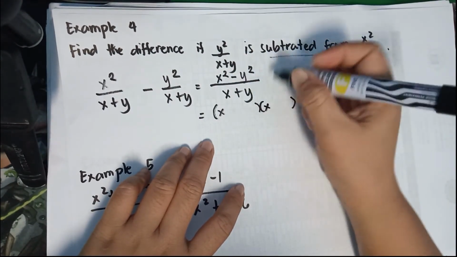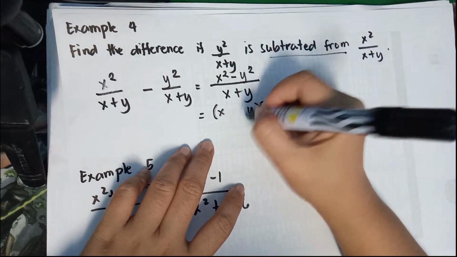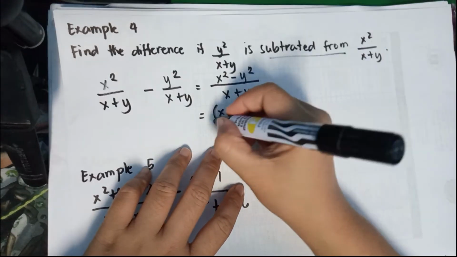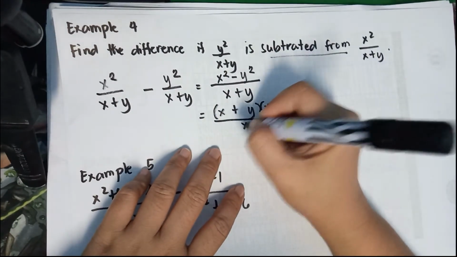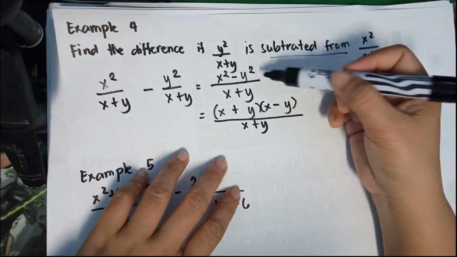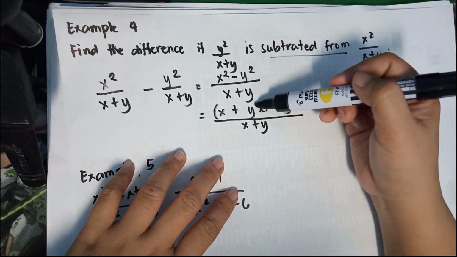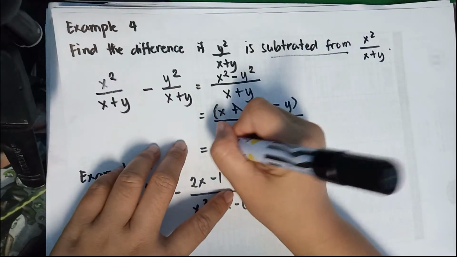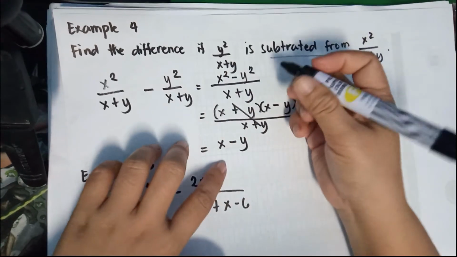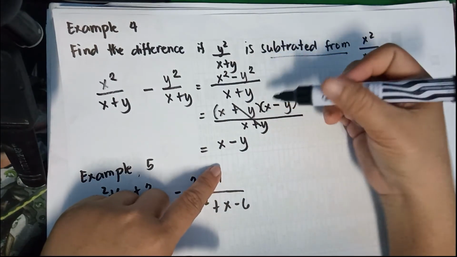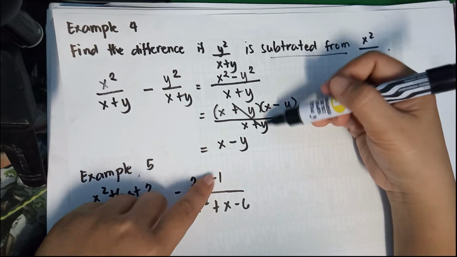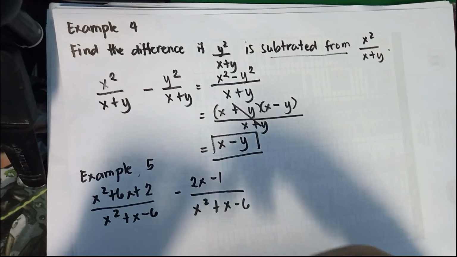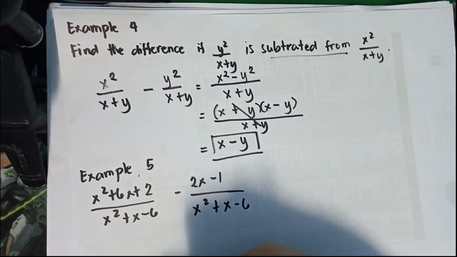We have here x and x, square root of y squared is y, and we have here different signs. Next, copy the denominator. Since we have a common factor between the numerator and denominator, then cancel out. And the final answer is x minus y. There is no denominator because x plus y is already eliminated. Then our final answer is x minus y, or quantity x minus y.